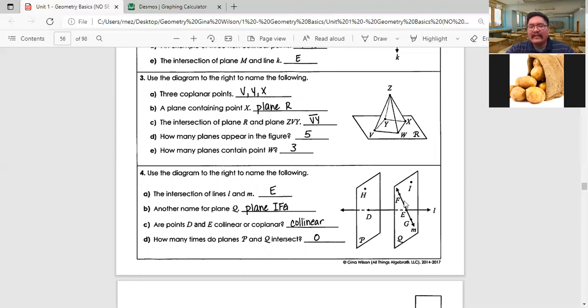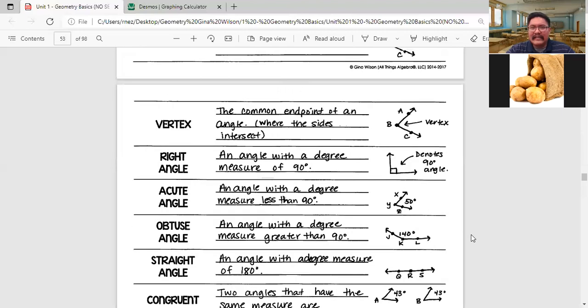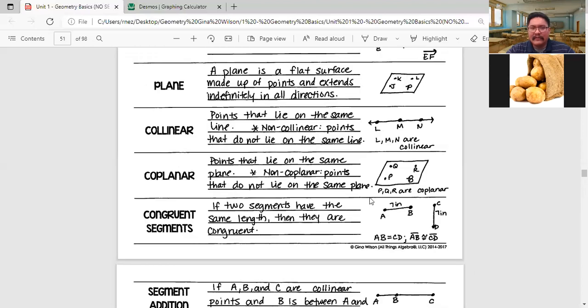So these are not coplanar, like H and E are not coplanar. They're not on the same plane, but points H and D are coplanar. And any of these things here are also coplanar. So I wanted to make sure I had that one explained pretty well. So that's how it would look if they were not coplanar.